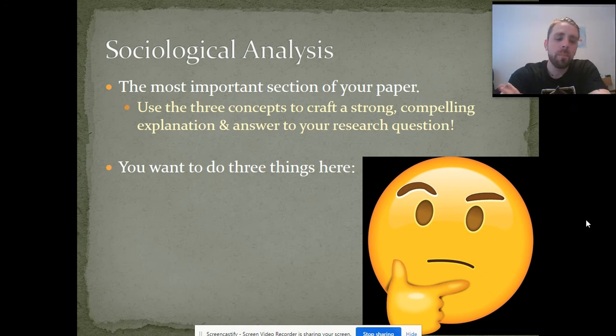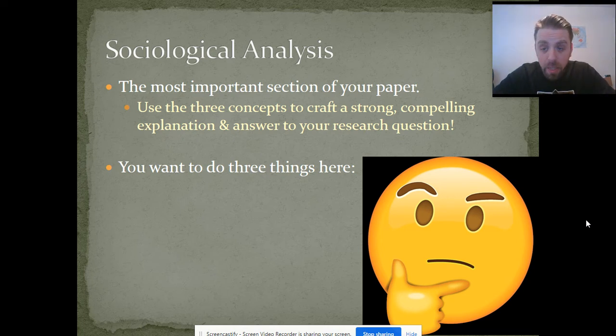Now, the most important section of your paper is the sociological analysis. That's where you are going to do two things. You will explain the mechanism, the concept that you've identified, like what's the mechanism that connects it to the outcome. You might say that segregation is related to violent crime. Here's where you're explaining why. You might say that gentrification is related to a rising social class within the neighborhood. Now tell me why that is.